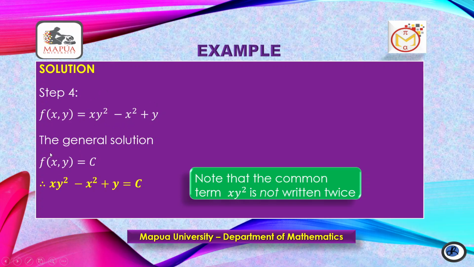And since the function f of x,y is equal to c as our general solution, therefore we have xy squared minus x squared plus y equal to c to be our general solution for that differential equation.